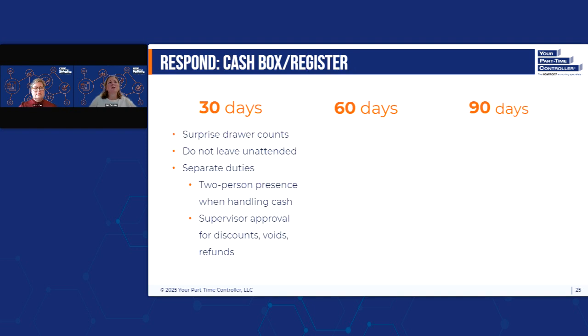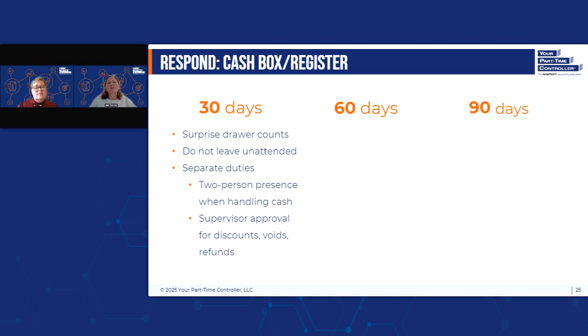So in the first 30 days, let's start with things like surprise cash drawer counts to deter and detect fraud. So your cashiers won't know when it's coming, but they'll know it's coming. Never leave your cash handling areas unattended, so you want to fix that immediately. Separate key duties. You want at least 2 people to be present wherever money is handled. And I know staffing can be a challenge at nonprofits, so you could consider using volunteers or maybe change the layout to add more visibility to the area.